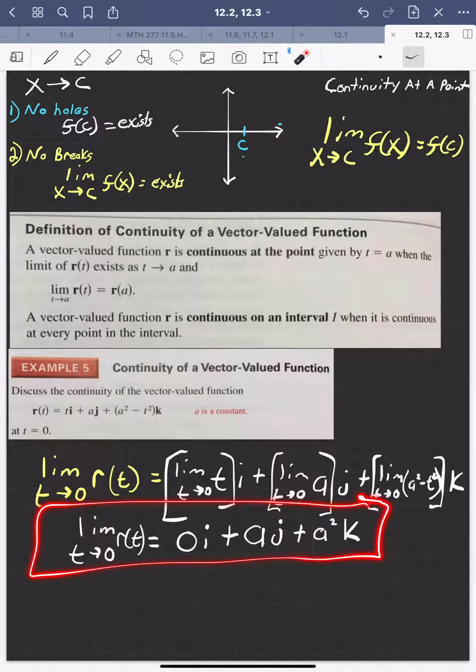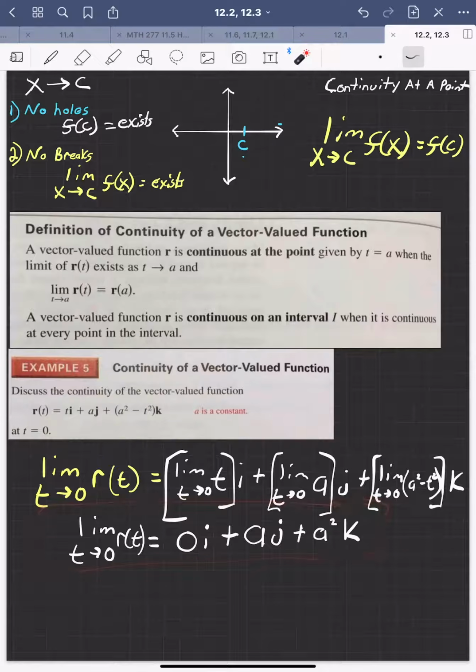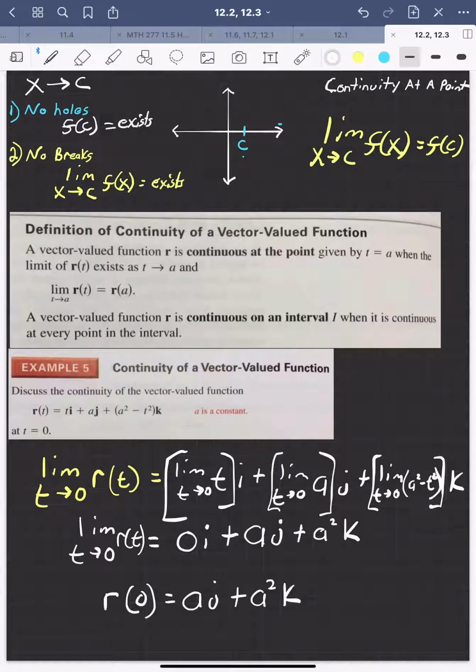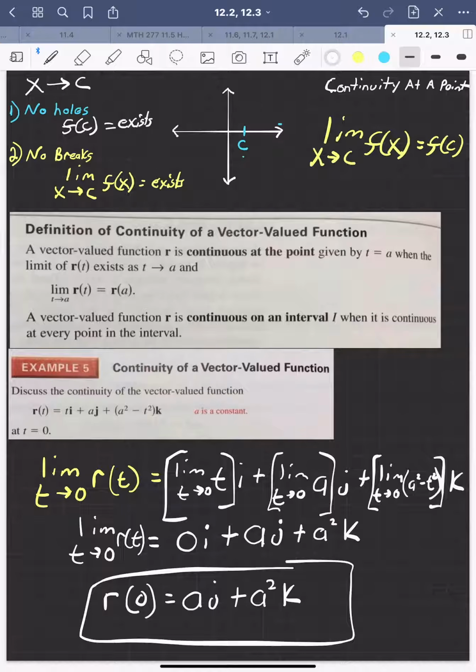Are there any problems? Did we run into any problems? No. I mean, we didn't run into any scenarios where we were dividing by 0 or square roots of negative numbers. None of that sort. So, in fact, r of 0 is simply equal to the vector a j plus a squared k. Fully continuous throughout the entirety of its domain. So no points of discontinuity.